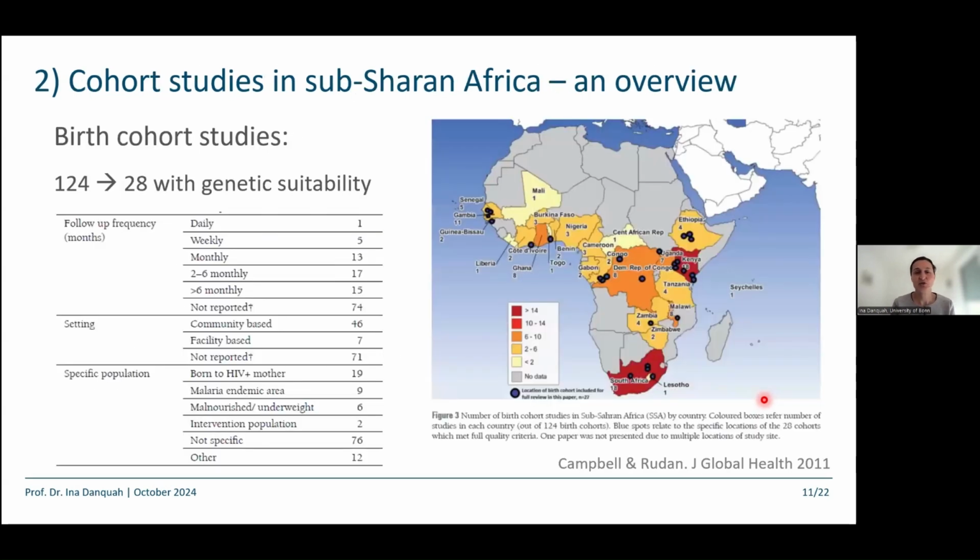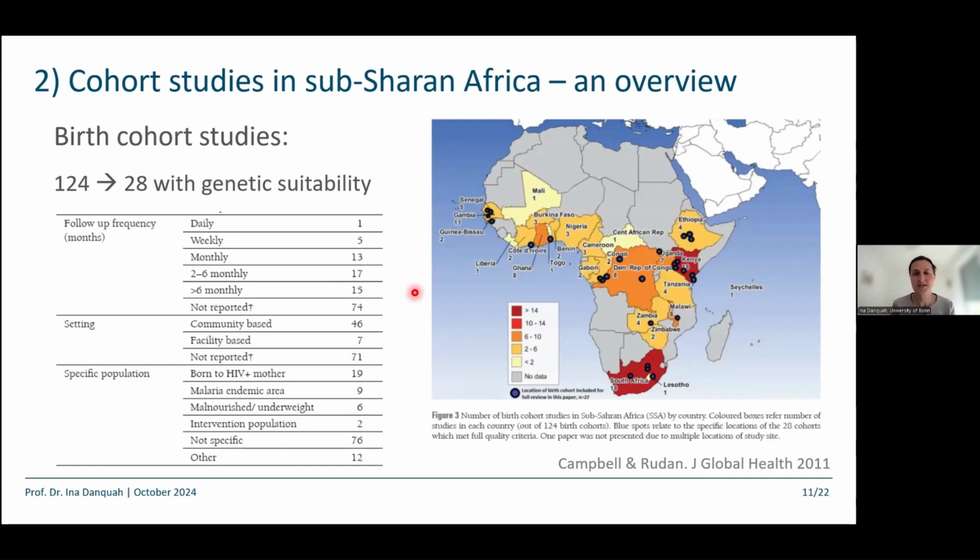So this leads me to projects that have already been conducted, and today we want to look into the Global South. There's a multitude of cohort projects in the Global North, but this is not the case for places like Sub-Saharan Africa. So this data is from a review of 2011, where the investigators wanted to compile information about birth cohort studies that exist in Sub-Saharan Africa.